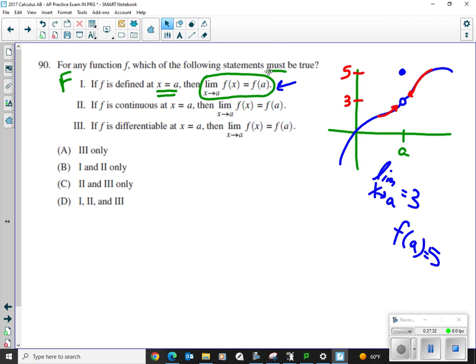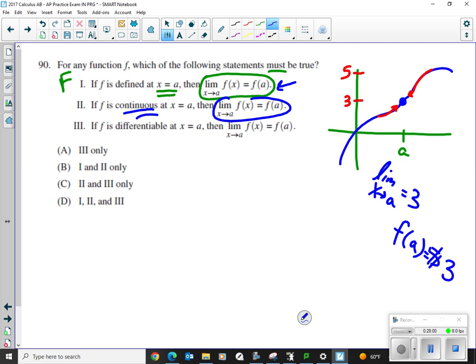Now, let's look at choice 2. If f is continuous at x equals a, then the limit of f of x as x approaches a is f of a. Yeah, this is how you define continuity. So if it's continuous, this has to be true. And I'm going to go back to my little diagram here. If this is continuous, that hole will be filled in, which means this would be right where the hole is. And then, yeah, then this would be 3. That's how you define continuity. This is absolutely true.